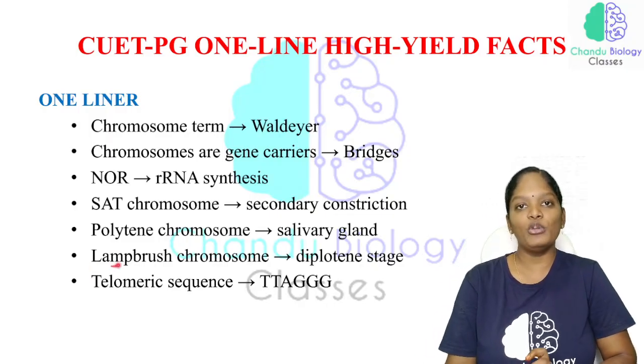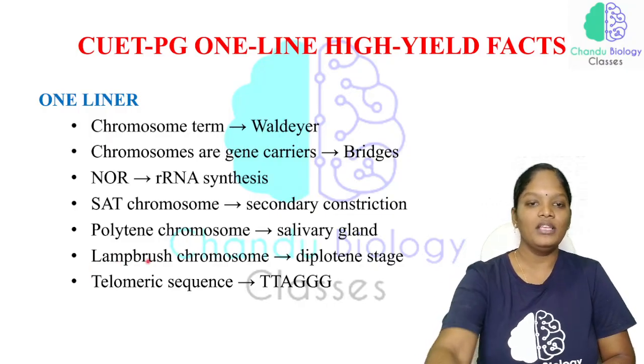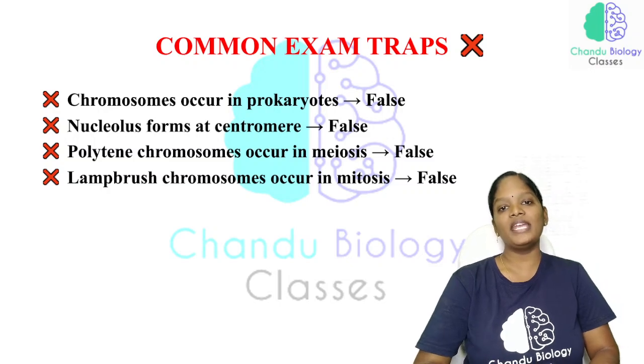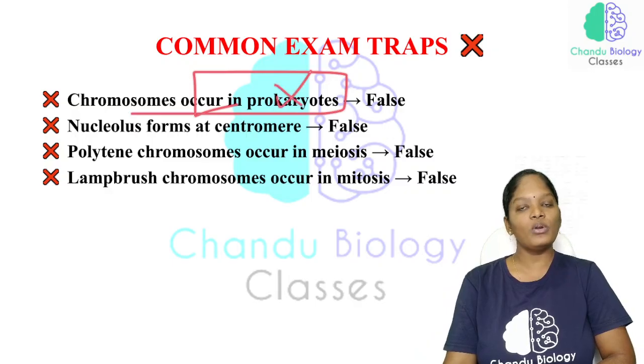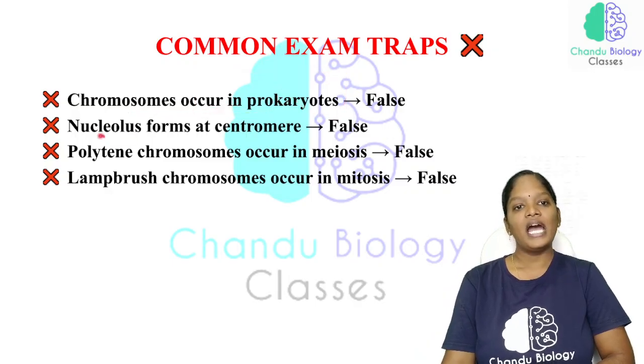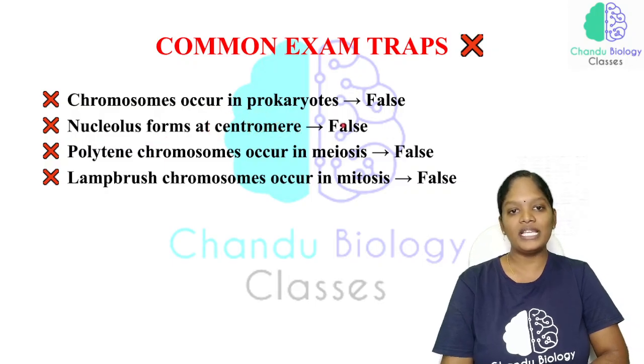In case of humans and Neurospora crassa. Okay, so these are all important ones. Let's see how the exam may trap you. Chromosomes occur in prokaryotes. No, chromosomes occur in the eukaryotes. And nucleolus forms at the centromere. No, nucleolus forms at the nucleolar organizer region.